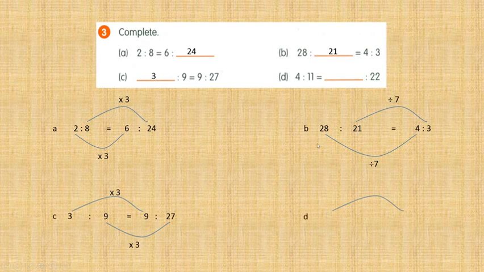4 to 11 is going to be equal to something to 22. So here I can see that the second term with the second term. So 11 became 22. How? I just multiplied by 2. So 11 times 2 equals 22. So 4 times 2 is going to be equal to what? Yeah, it's 8. So it's going to be equal to 8 to 22. And that's it. So let's go to our new lesson.